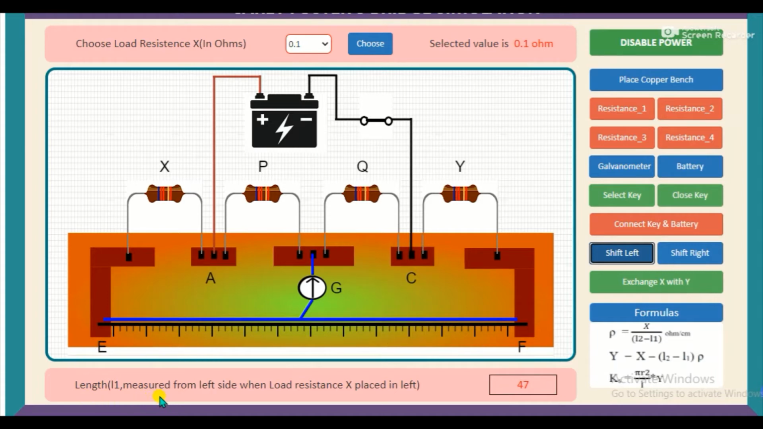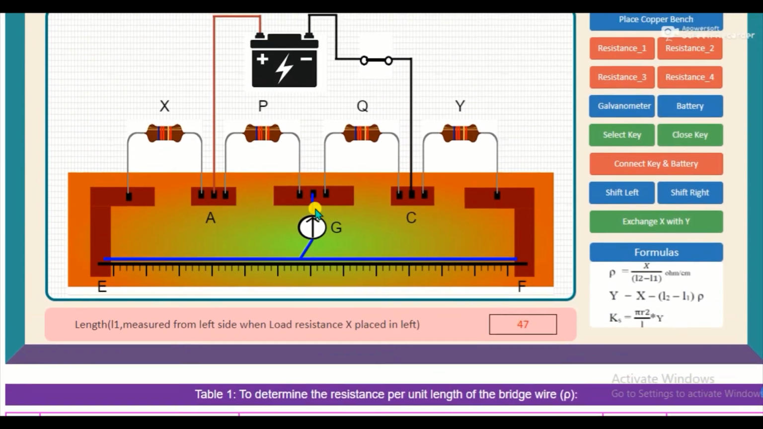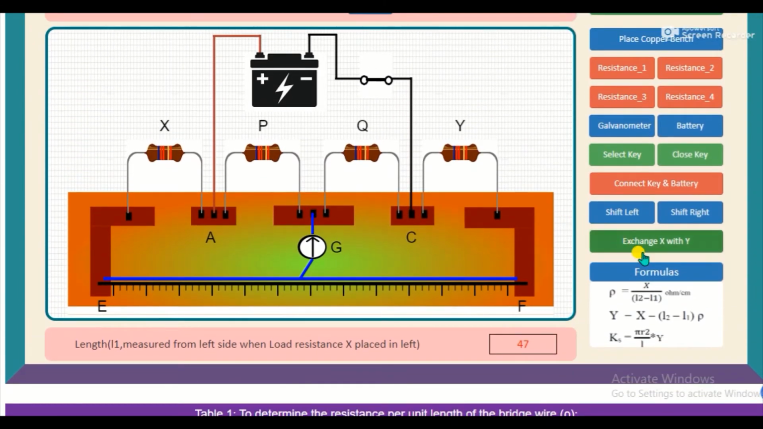Length L1 is measured from the left side when load resistance X is placed in the left gap. Here X is placed, and here L1 is measured, which is this length. This is 47 centimeters. So let us first note down this reading. Resistance connected in the decimal resistance box, we had used 0.1, in ohms obviously, and in the left gap the length was found to be 47 centimeters.